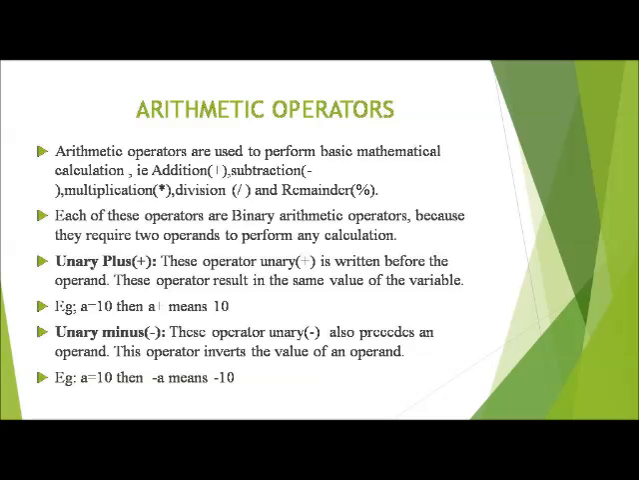Unary plus: this operator, unary plus, is written before the operand. These operators result in the same value of the variable. For example, a = 10, then +a means 10. Unary minus: this operator, unary minus, also precedes an operand. This operator inverts the value of an operand. For example, a = 10, then -a means minus 10.